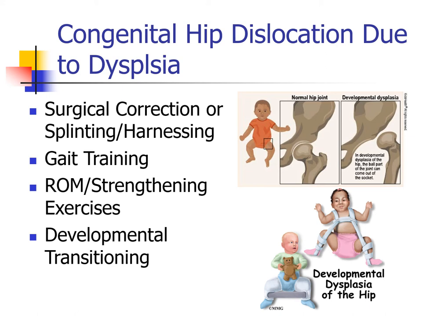If we see these folks following surgery, we're certainly going to work on gait training. These are individuals who likely have had an altered gait. They're going to have muscle weakness. They could have range of motion discrepancies. As I mentioned before, hip abduction is one motion that's commonly limited in these folks, and you'll see hip abductor weakness. It's not uncommon to see a Trendelenburg in these folks. And so gait training, range of motion and strengthening exercises, and then assisting the child with developmental transitioning through activities like kneeling, sitting, crawling, walking, etc. Those are all going to be important.